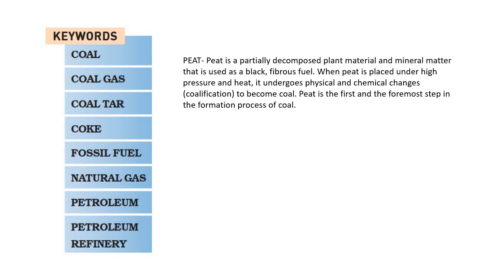Before the coal is formed, peat is formed. After the peat is formed, it is given high pressure and heat. Under very high heat and pressure, the peat transforms into coal. The peat is transformed into coal.